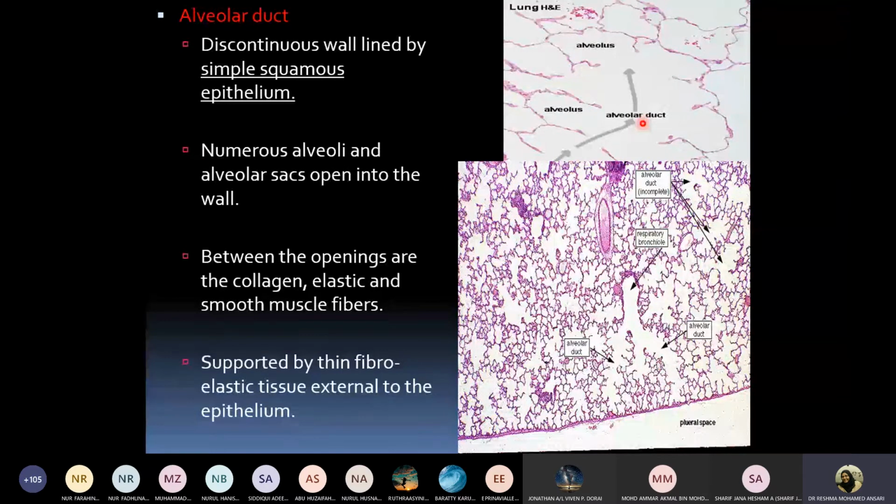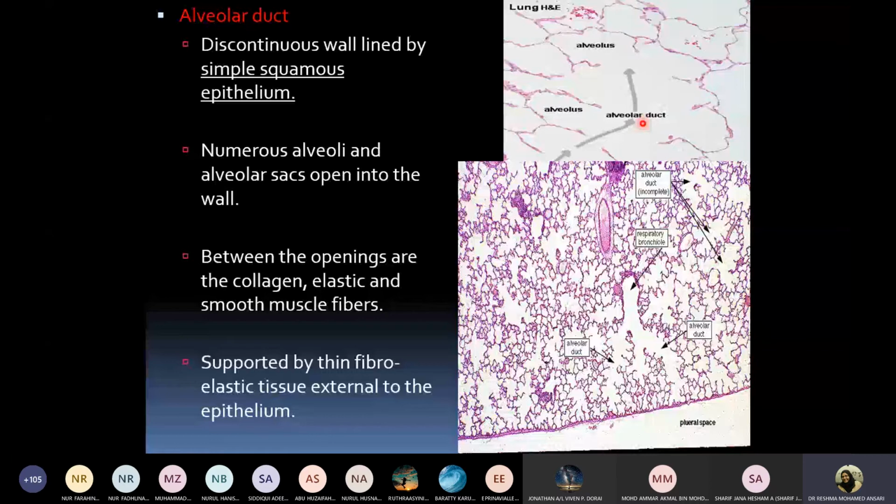In an alveolar duct, you can see many alveoli opening into the wall of the duct. Between these openings is where you will have collagen, elastic and smooth muscle fibers. It is also supported by thin fibroelastic tissue. So that is your alveolar duct. Actually, an alveolar duct is an area where numerous alveoli open into.